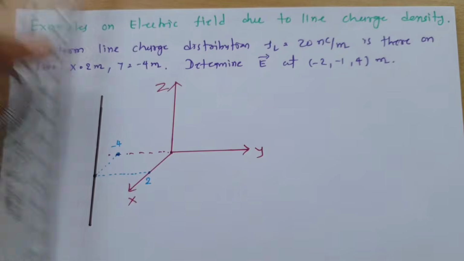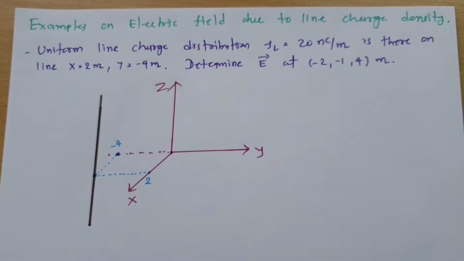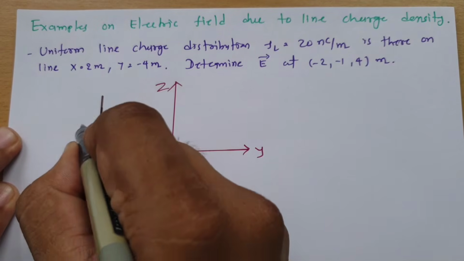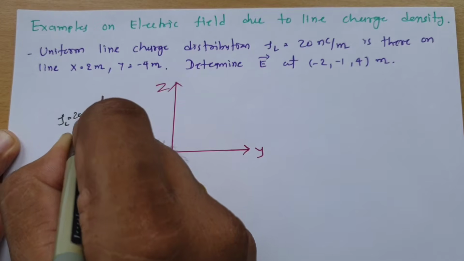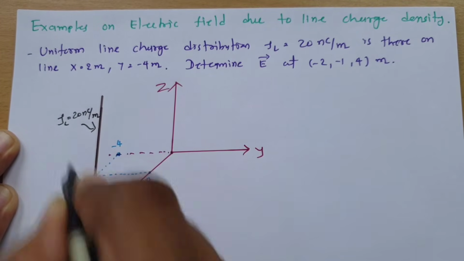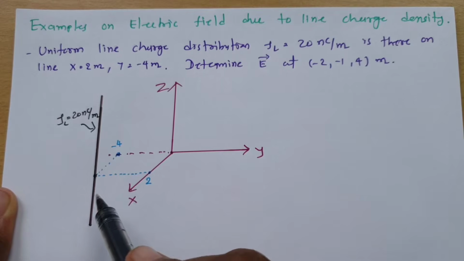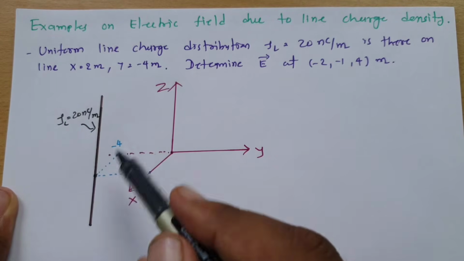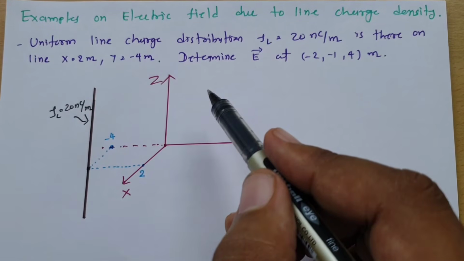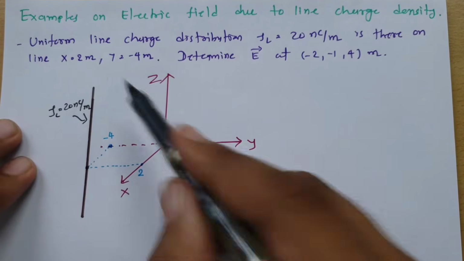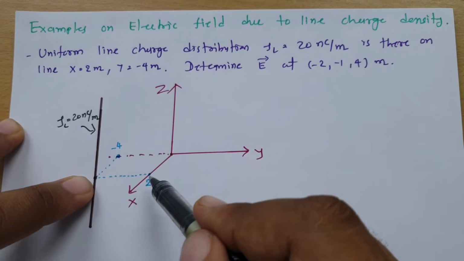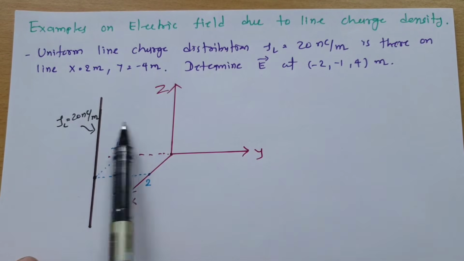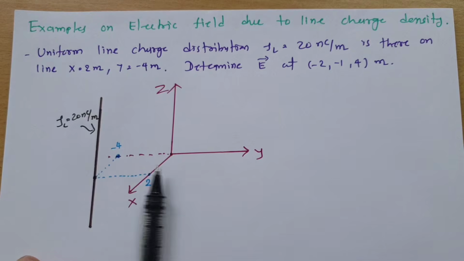First of all we need to understand what this line is, right? And on this line the line charge distribution rho L is equal to 20 nanocoulomb per meter. So first of all you need to understand how this line is there. As per the data given to us, x is equal to 2 and y is equal to minus 4, so the line is there like this. The line is parallel to the z axis, right?